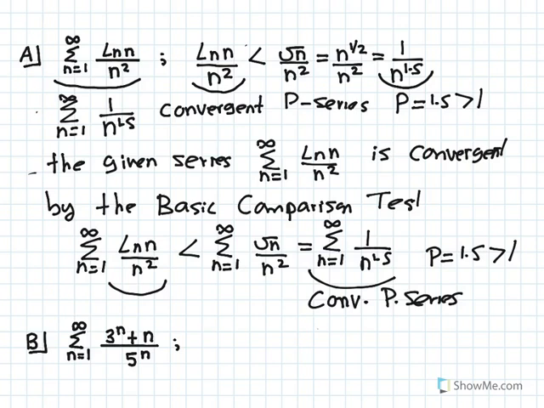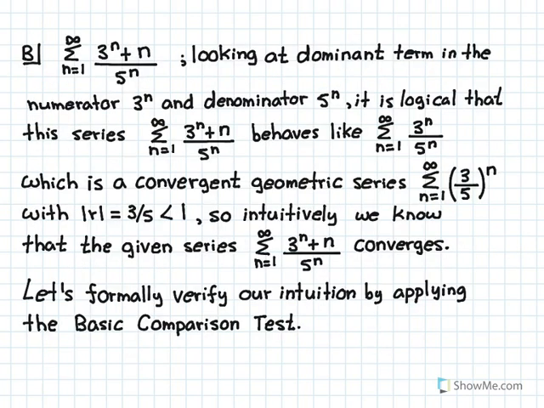For part B, we have summation n equals 1 to infinity 3 to the power of n plus n divided by 5 to the n. Now we know that 3 to the n, the exponential function, will always be greater than the linear function for n larger or equal to 1. So that is for sure. And now looking at the dominant term in the numerator, which is 3 to the n, and the dominant term in the denominator, well, there's only one term in the denominator, so that's the dominant term, 5 to the n.